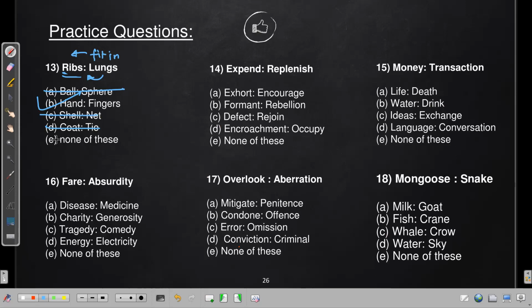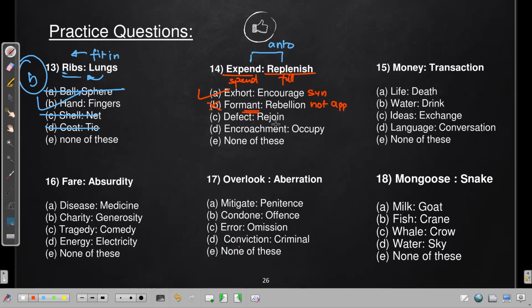Net, shell, coat, tie is something that we'll not look at. So expend, replenish was the antonym pair, by the way. Expend means to actually spend something, and replenish means to fulfill it, to fill it. So exhort and encourage is not going to be it, because exhort and encourage are synonyms. Foment and rebellion is also not going to be it. They are not connected, so not applicable to this question.